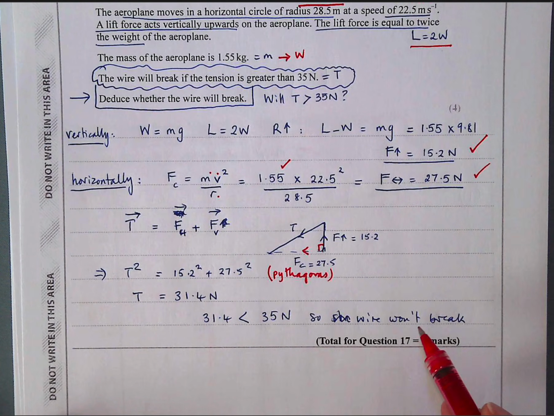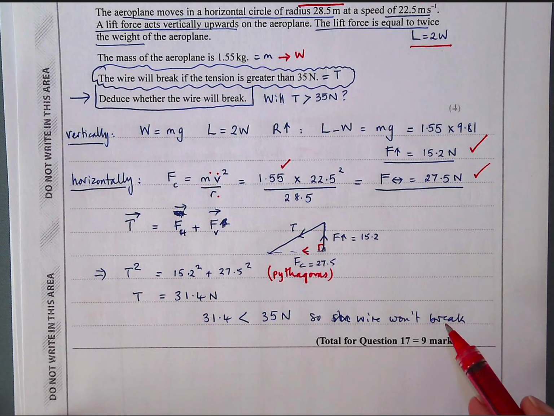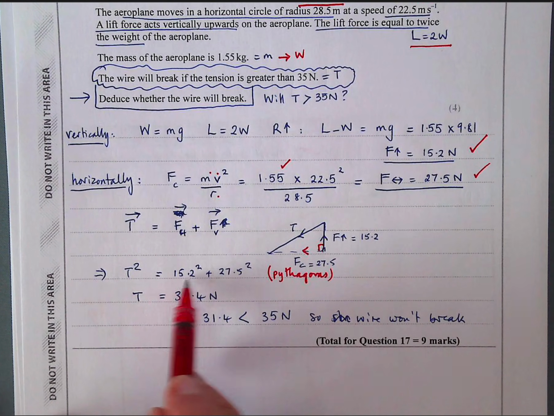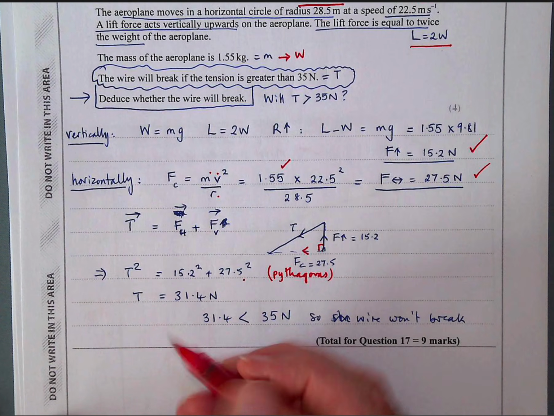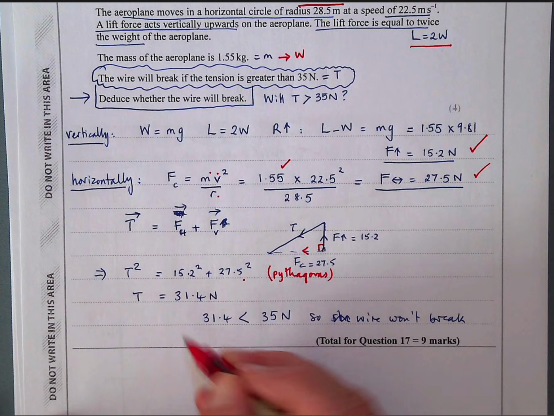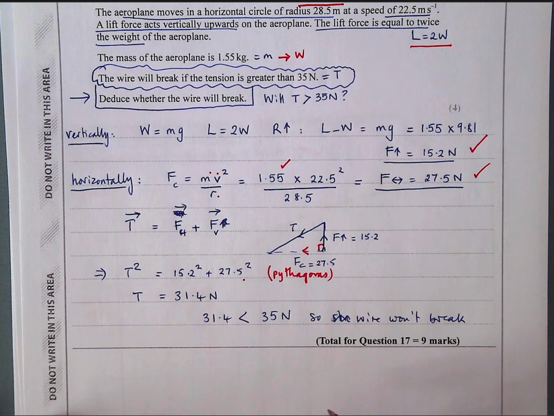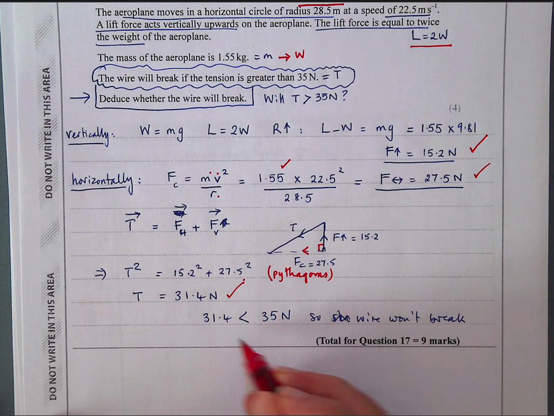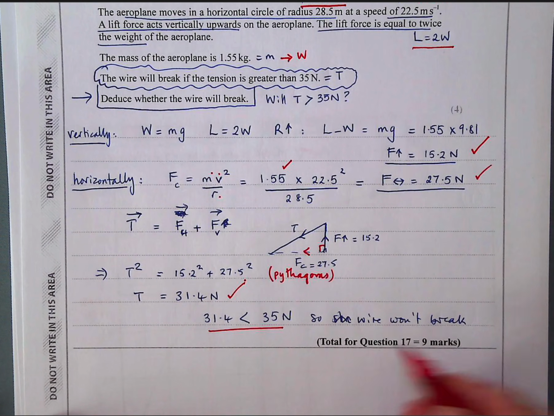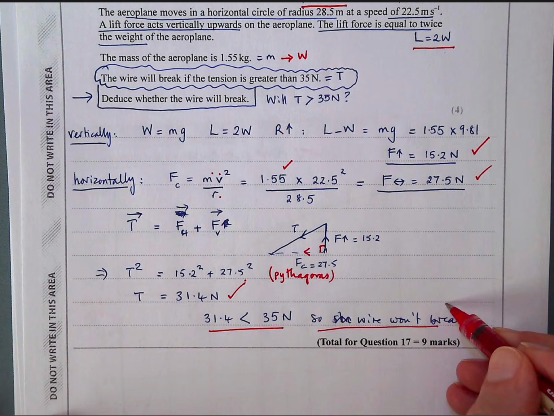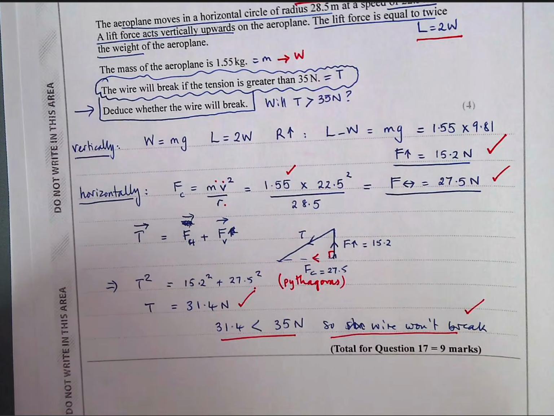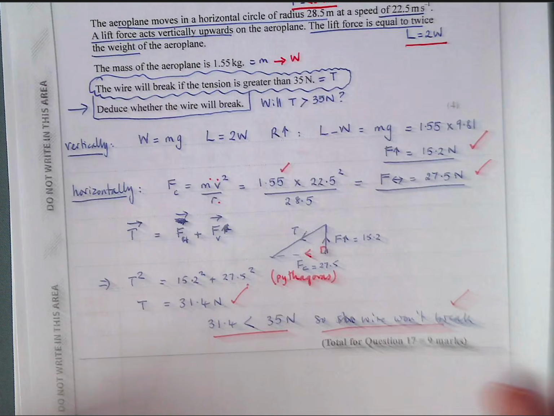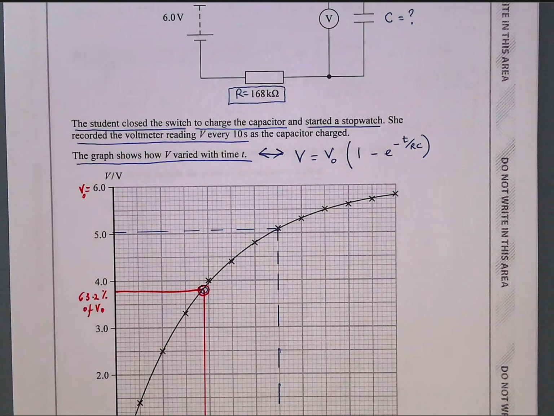Okay, so we don't have to work out that angle, but if we wanted to, we could. T squared is 15.2 squared plus 27.5 squared, and then square rooted. So it comes out T is 31.4. Then you say, well, T, 31.4, is less than 35, so the wire won't break, and there's your fourth mark. That's the fourth mark for here, and the first part was 5 marks. That is question 17 done.